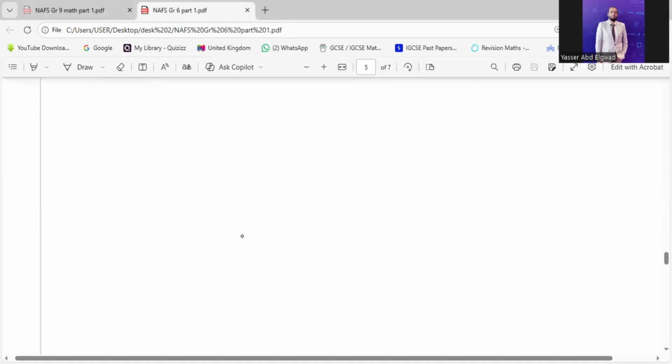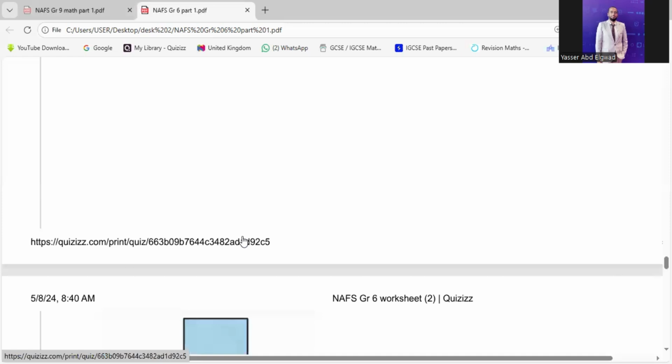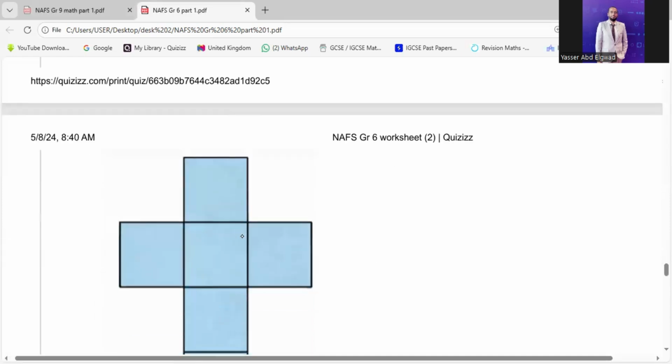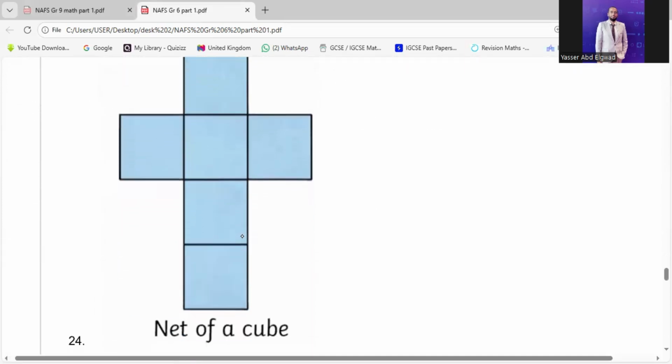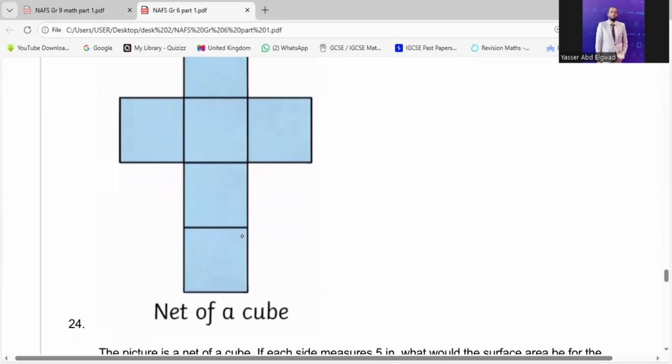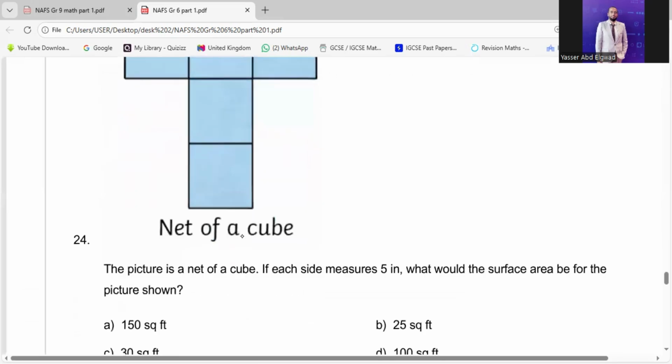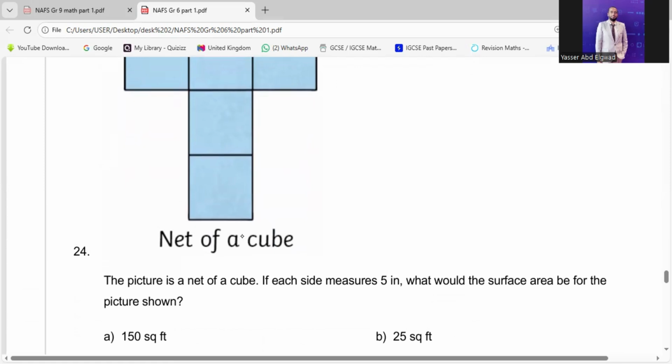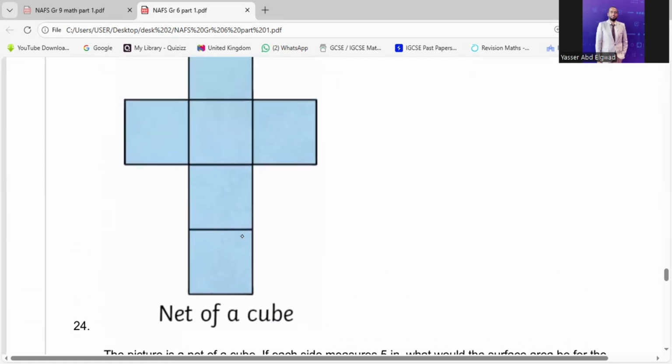24. Here is again a net of a shape, a net of a cube, and he asks you about the picture. If each side is 5, what is the surface area? Here the side is 5. What does it mean? Here is 5, here is 5.